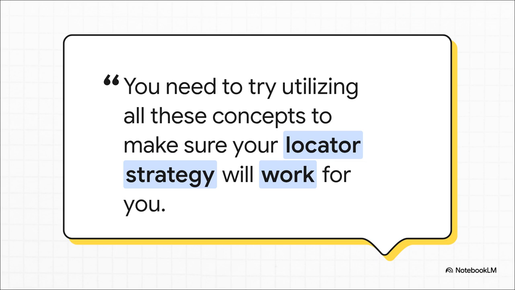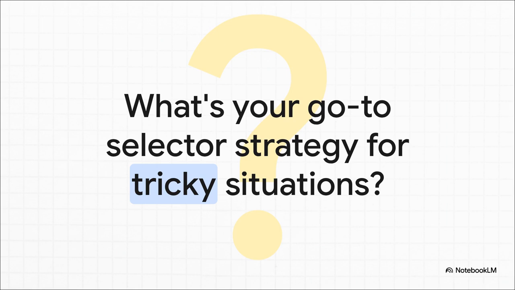And this really hits the nail on the head. Ultimately, it's about having a flexible mindset. The goal is to combine all these concepts we've talked about, positional selectors, these type-based ones, even things like XPath, and test them to build a locator strategy that's truly resilient and works for your specific challenges. And that's a wrap. With these of-type selectors in your arsenal, you're way better equipped to handle those tricky, dynamic web pages. So I'll leave you with a question to think about. What's your go-to strategy when the easy selectors just don't work?